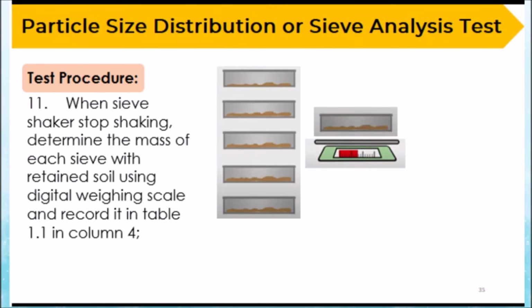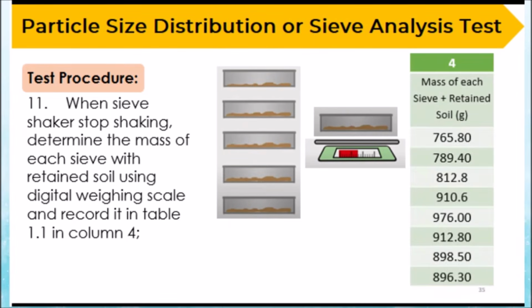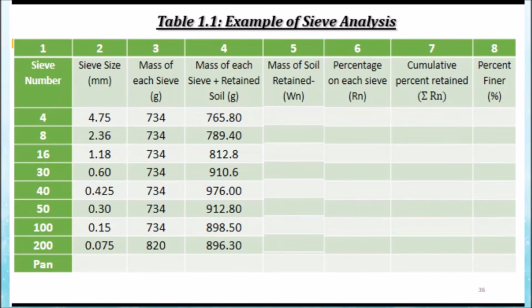So, ang next natin gagawin after natin siyang i-shake ay timbangin yung ating mga sieve kasama yung mga soil na na-retain. So, ito yung mga nakuha natin. For sieve number 4, we have 765.80. Then, sa dulo, sieve number 200 tayo, 896.30 na yung kanyang timbang. So, ito na yung table natin. Ito na rin yung column 4.